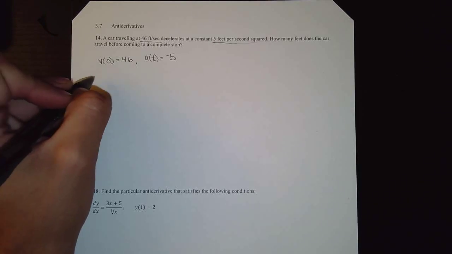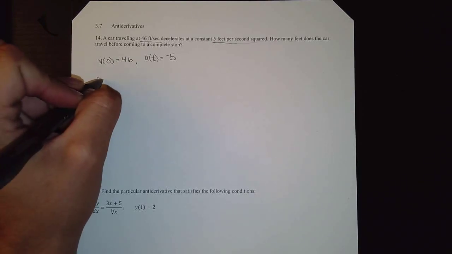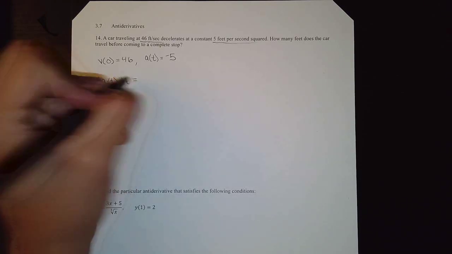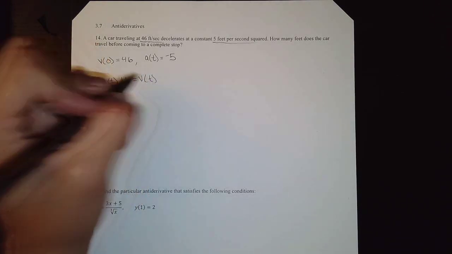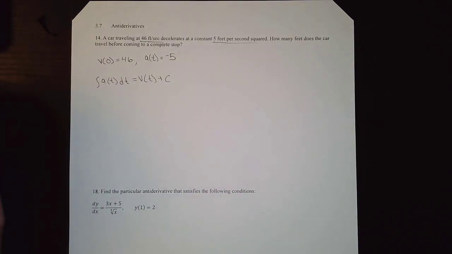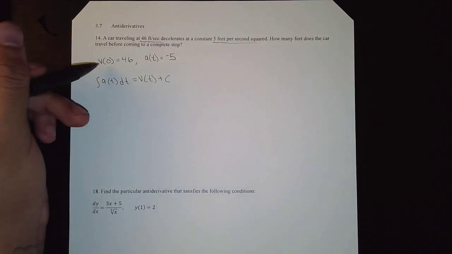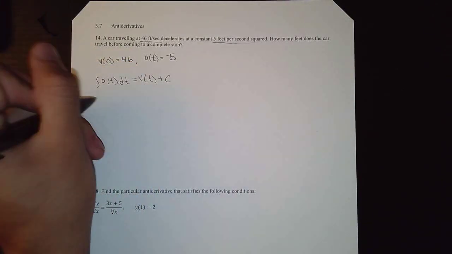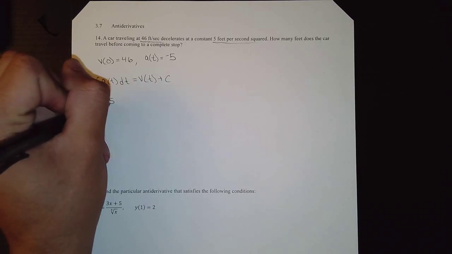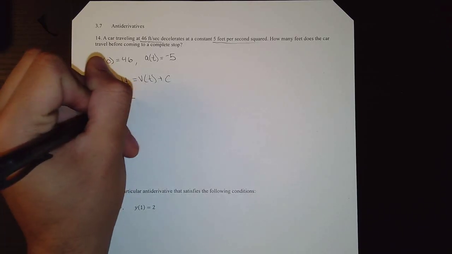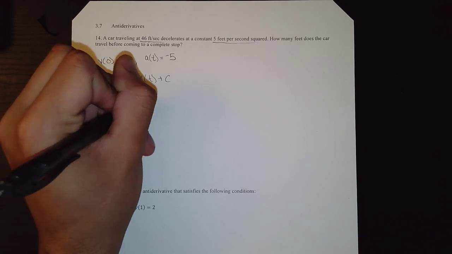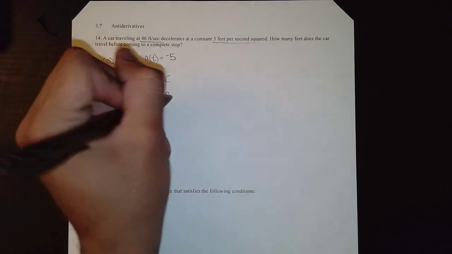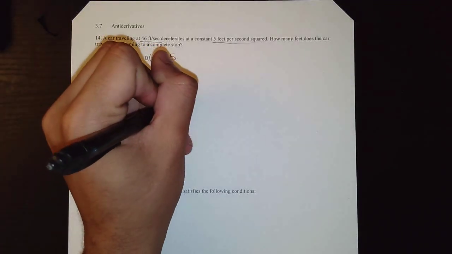And so we have to recall that the antiderivative of the acceleration with respect to t is the velocity plus some arbitrary constant. So, well, we have our a of t, so I just have to integrate negative 5 dt, and you would get negative 5t plus c. And this is all equal to v of t.